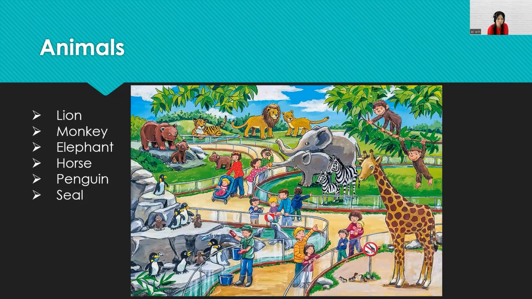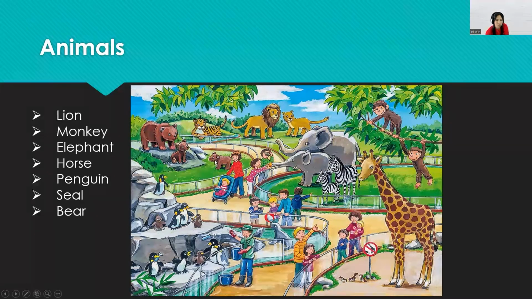So, and next one, seal. They are playing ball here. So 1, 2. 2 seals in this picture. So bear. Okay. Here. 2 baby bears, 1, 2, and mother bear. So 1, 2, 3. There are 3 balls in the picture.